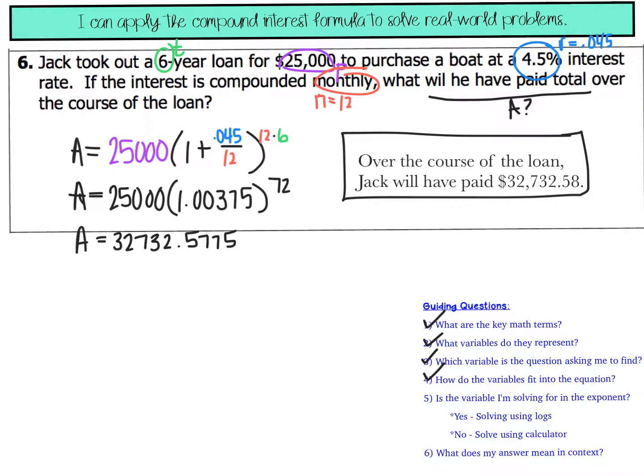The other thing I want to point out is if I bought something and I borrowed $25,000 just for the cost of the item, and with the interest, I end up paying almost $8,000 more for it. So that's something that you need to think about. Is a boat worth paying another $8,000 over the course of 6 years? And that's why it's important to look at these compound interest problems and see, is the interest worth it?